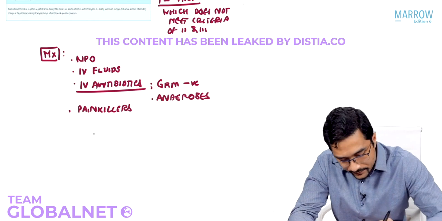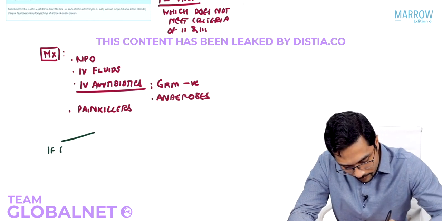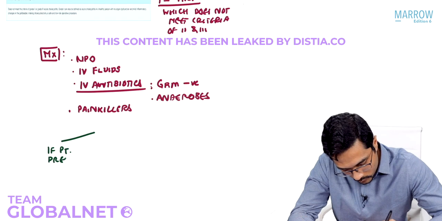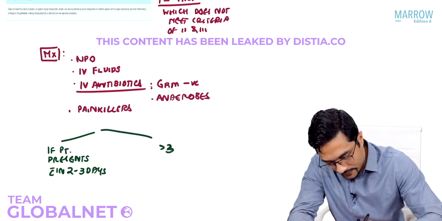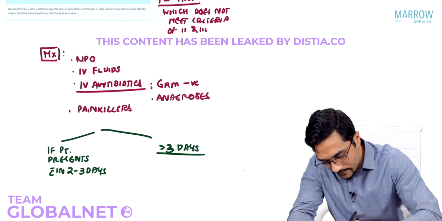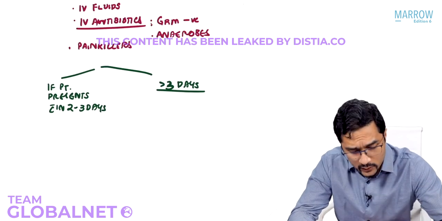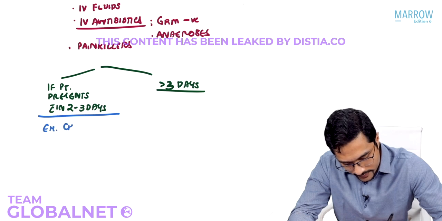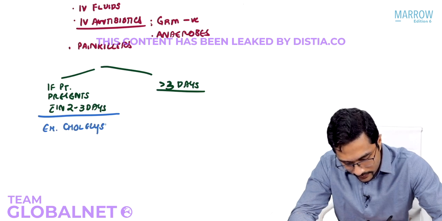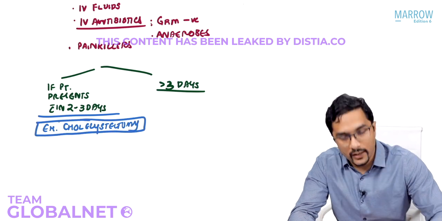Then you assess if the patient presents within 2 to 3 days, or the patient has come after 3 days or after 72 hours. If the patient presents within 2 to 3 days, then we can carry out an emergency cholecystectomy. This is known as the golden period, and we can carry out an emergency cholecystectomy in these patients, right?